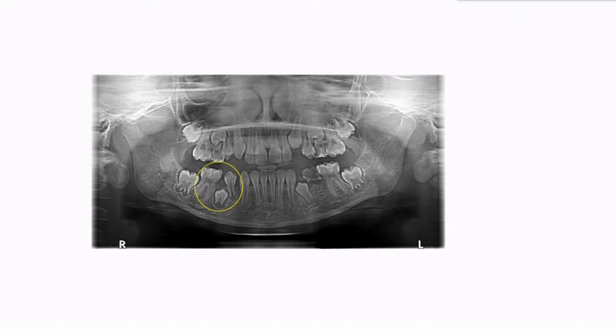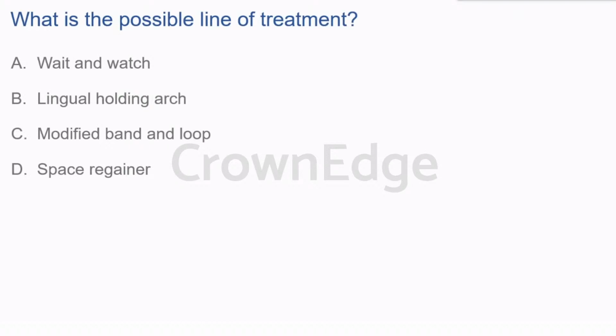Either you can give it as a removable or a fixed appliance, but you need to regain the space and make sure that this tooth has space to erupt out. All right. So option D is the right answer.